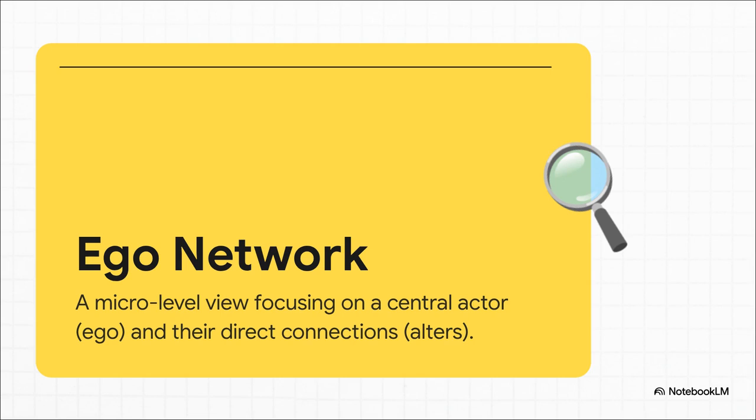Speaking of that micro-level view, one of the most useful tools is something called an ego network. It's super simple. You pick one person, the ego, and you map out everyone they're directly connected to, the alters. You even map out if their friends are friends with each other. It's like a personal snapshot of an individual's social universe.